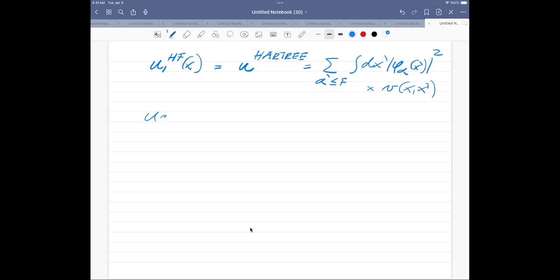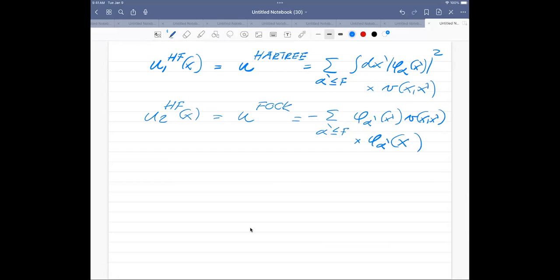And then this U2 here, Hartree-Fock, this is actually the term which we call the Fock term. And this is given by minus a sum over all the states below the Fermi level. And we have a term here which goes like phi alpha prime star of x prime, and then I have my v of x minus x prime, and this is multiplied. And now you have to be careful because this alpha prime depends on x now. So what I've done now is to rewrite the Fock term in terms of these terms, x and x prime.